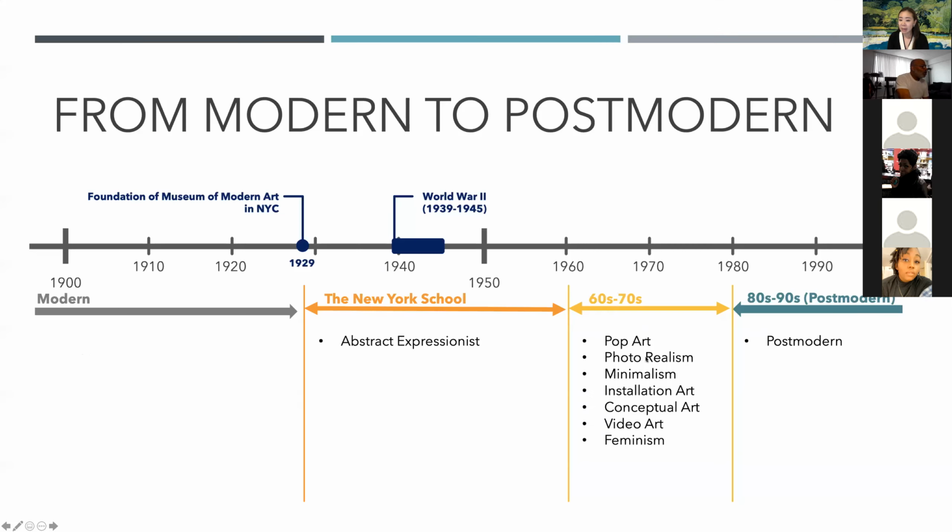In the last meeting, we saw the New York School abstract expressionists and the pop art in the 60s and 70s. Today, we're gonna see the rest of the art movements in the 60s and 70s in the United States, like photorealism, minimalism, installation art, conceptual art, video art, and feminism. And we're going to see postmodernism in the next meeting.